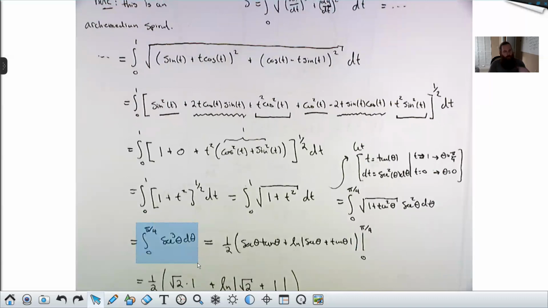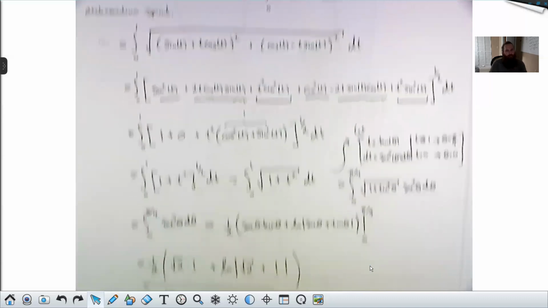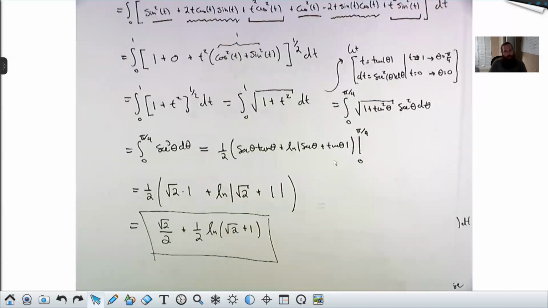Secant cubed requires looping IBP. It comes out to 1/2 secant tangent plus the natural log of secant plus tangent. So I get that evaluated from 0 to pi over 4. I'll let you do the evaluation. When you plug in 0, this is the natural log of 1 plus 0. Natural log of 1 is 0. And this is 1 times 0. So the lower bound contributes nothing.